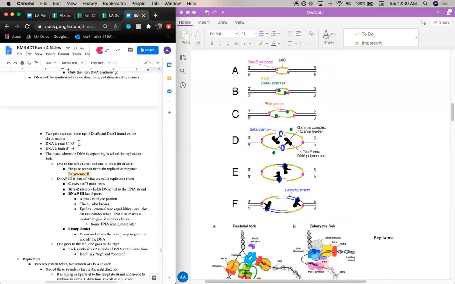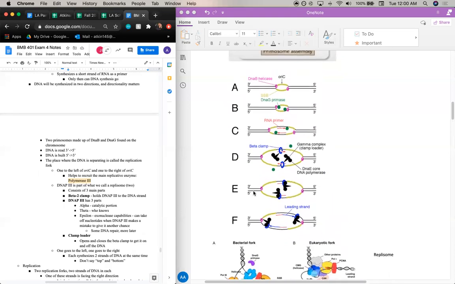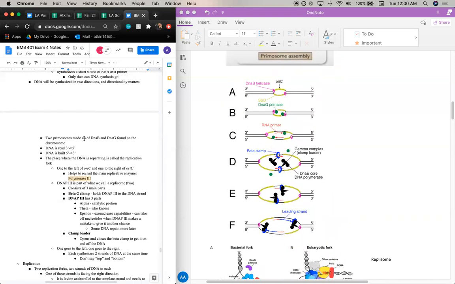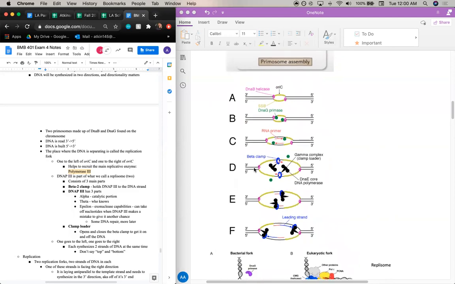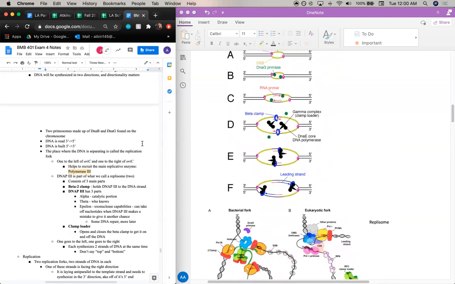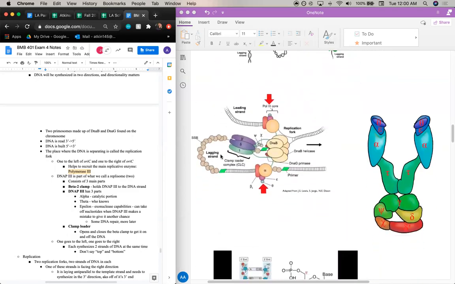Okay, so 2 chromosomes made up of DNA-B and DNA-G found on the chromosome. DNA is read 3' to 5', and DNA is synthesized or built 5' to 3'. You absolutely have to know that difference, and honestly, it's going to be a struggle if you don't. Okay, so the place where the DNA is separating is called the replication fork. There's going to be 1 to the left of this ORAC and 1 to the right.